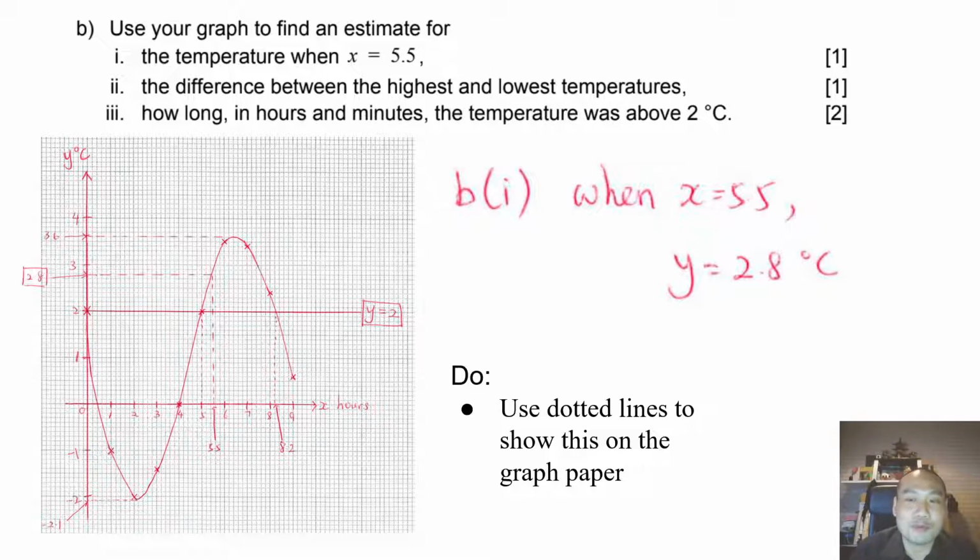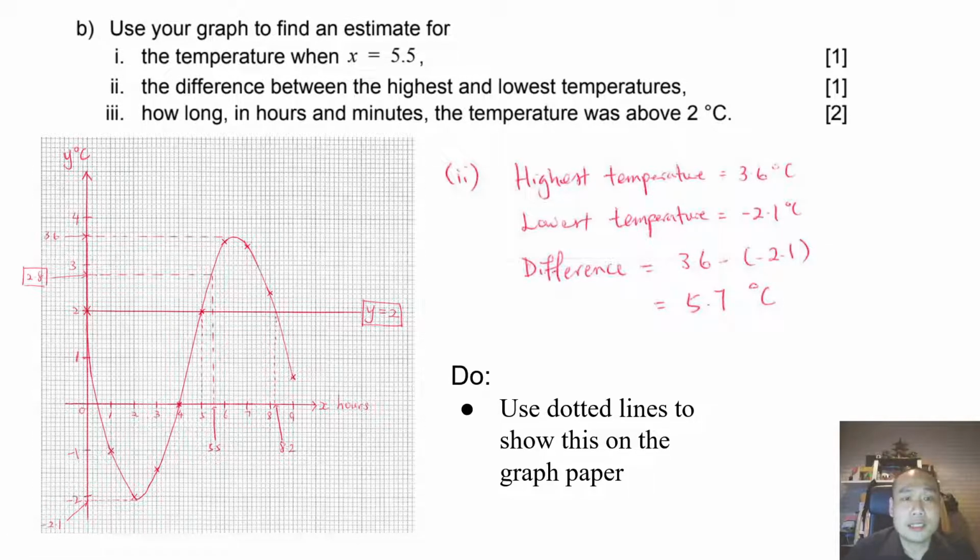When x is 5.5, what is the temperature? That means what is the value of y? So I just need to look for 5.5 on the graph. Okay, use a ruler, dotted line, try to find the position here. So 5.5, go up to the graph, then check the y value. It is about 2.8 degrees Celsius. Okay, use a dotted line to help you identify this point. Show it on your graph paper.